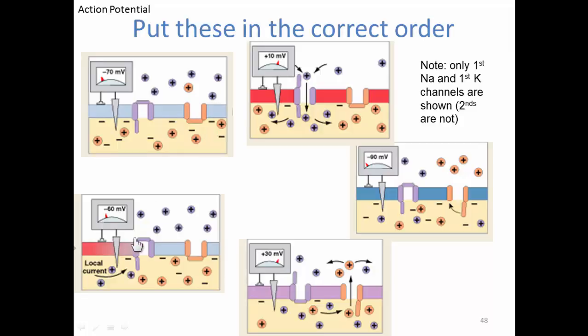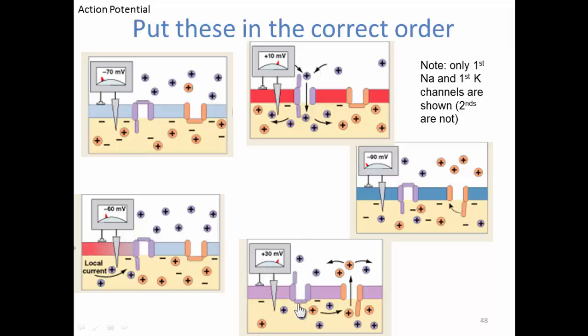Next would be this one right here. We have our local potential that has occurred, and we depolarize to negative 60 millivolts. Next would be plus 10 millivolts. So between the negative 60 and the plus 10, we must have got to threshold negative 55, and that opened our voltage-gated sodium channels. Sodium comes in, keeps coming in until we get to about plus 30, plus 35 millivolts.